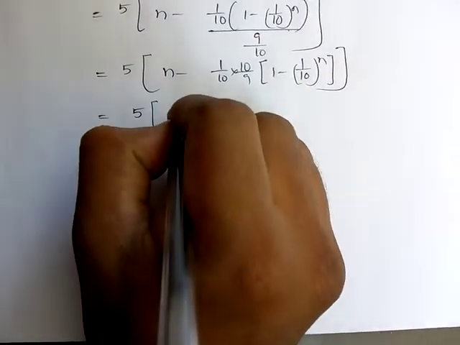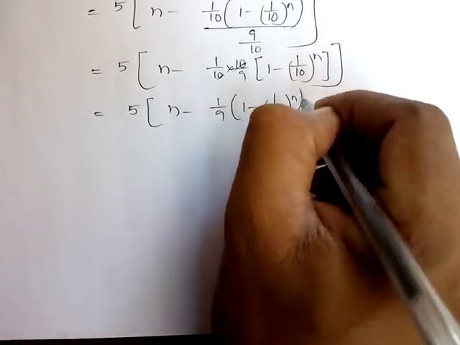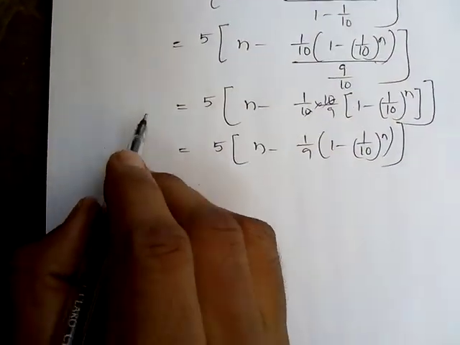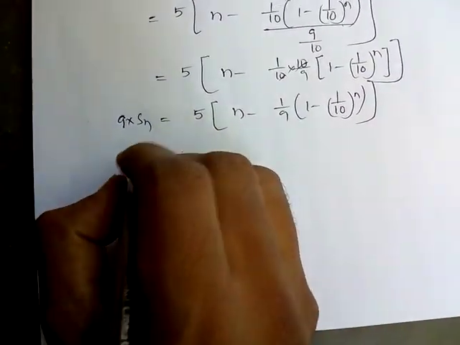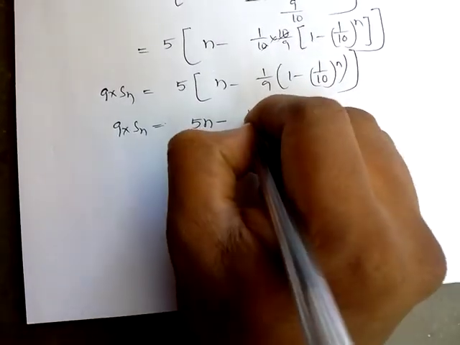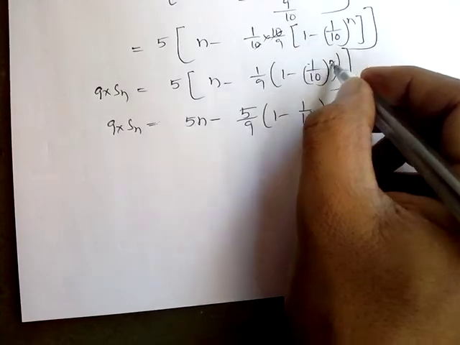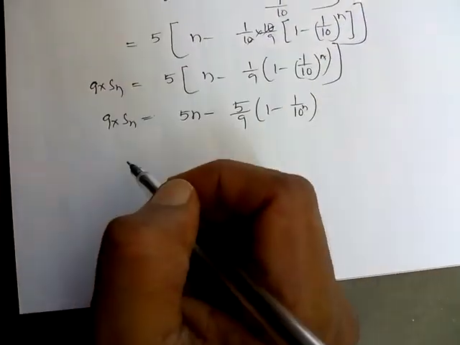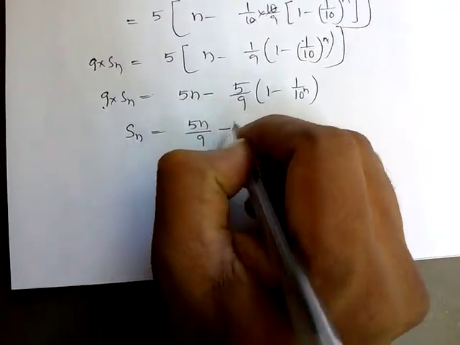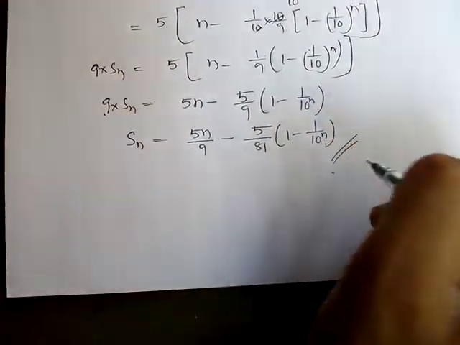So 5 of n minus 1 by 9 into 1 minus 1 by 10 to the power of n. So this is 9 into Sn, this value is 9 into Sn. So 9 into Sn is equal to, multiply with 5, 5n minus 5 by 9 into 1 minus 1 by 10 power n. 1 power n means 1 only, 10 power n. So this 9 is transferred to this side, Sn is equal to 5n by 9 minus 5 by 81 into 1 minus 1 by 10 power n. This is the final answer.